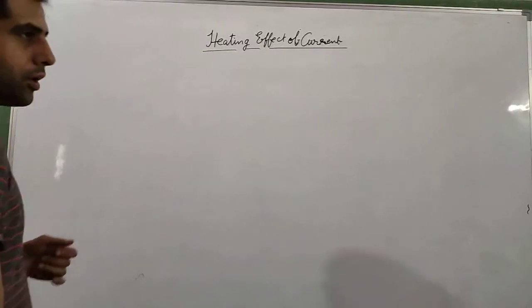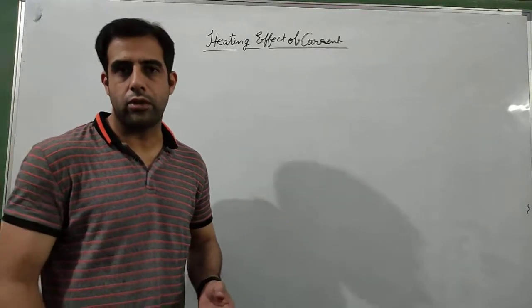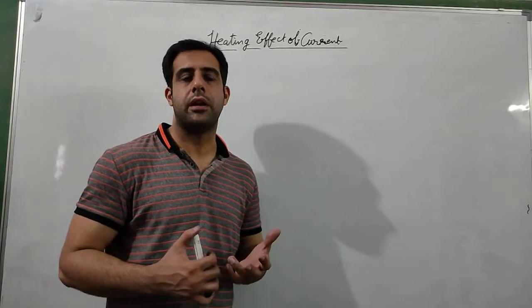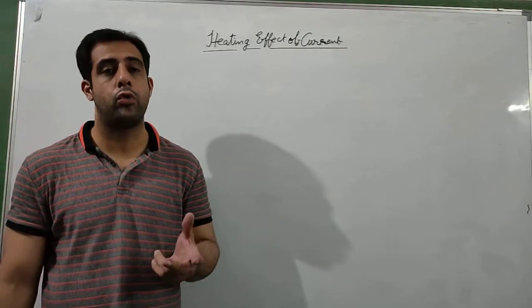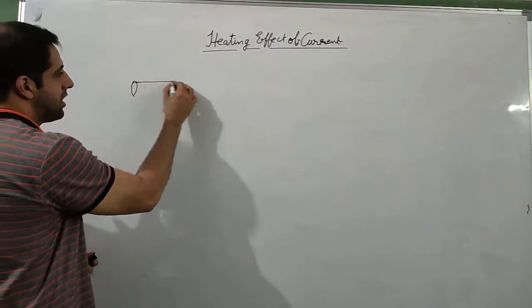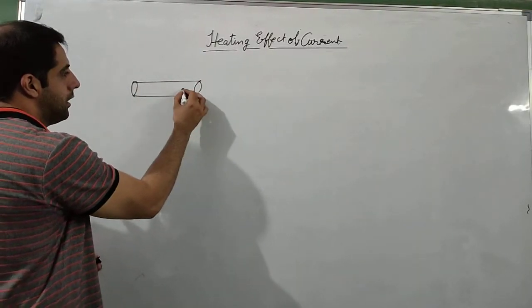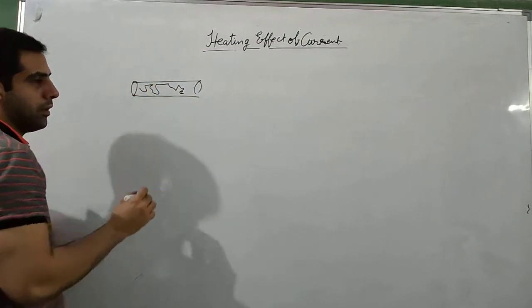In this video we are going to study the heating effect of current, that whenever a current is flowing through a circuit it produces some heat. Now in one of the previous videos related to this chapter I already told you what is the cause of that heat. I told you that if electrons are moving inside a conductor, then they do not move in a straight line, they move in a zigzag motion.